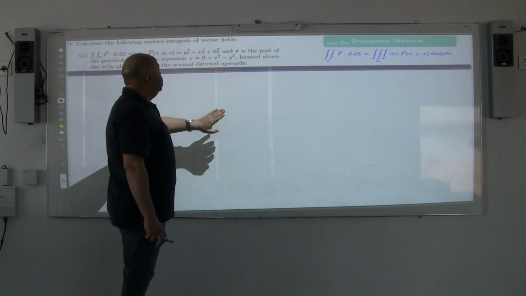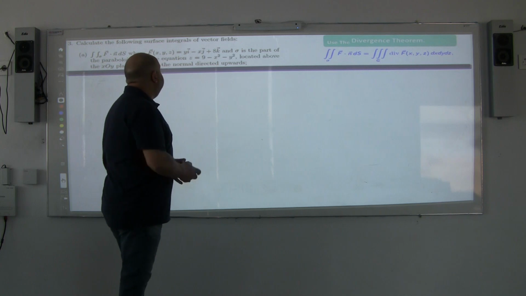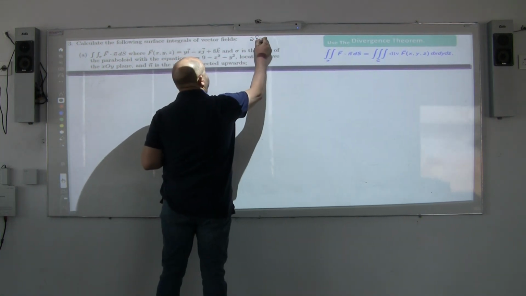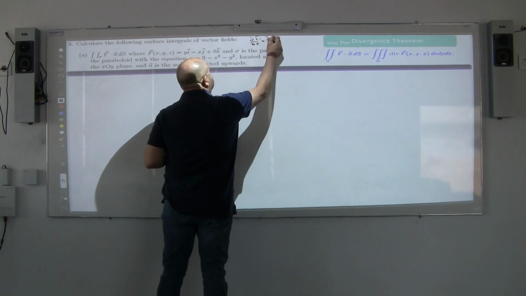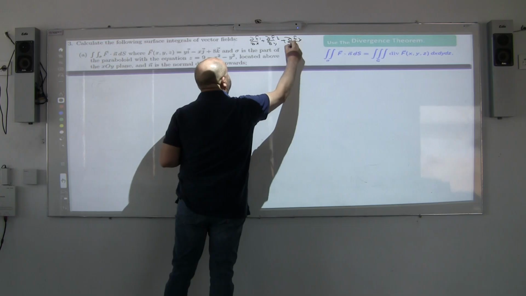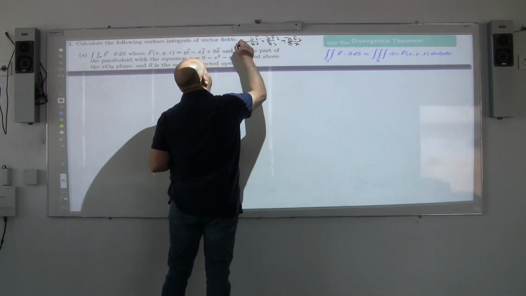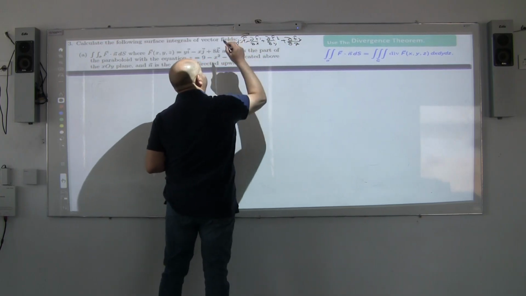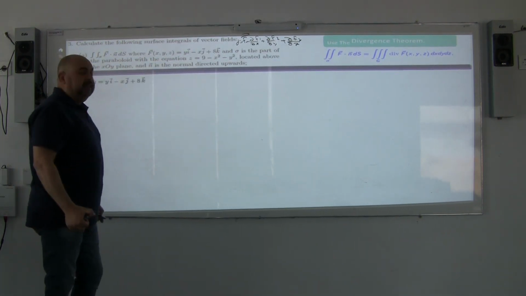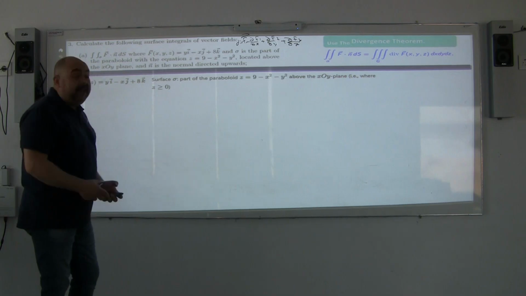So getting the divergence is not going to be a problem, because the divergence, if you remember, is simply partial f1 partial x plus partial f2 partial y plus partial f3 partial z. That's going to be the divergence of this vector field, which is really very simple. The game now is to identify the domain.